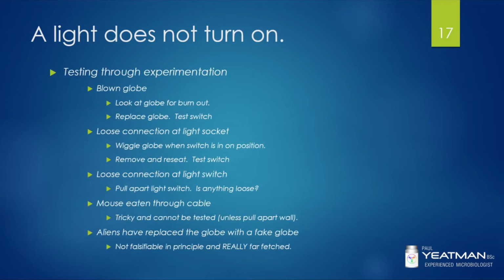So let's go through our testing. What I want to do is test for the blown globe first. So I look at the globe for burnout. Is it burnt out? Yes, okay. I replace the globe and I can test the switch. What would I do if there was a loose connection at the light socket? So I've looked at the globe and say it hasn't burnt out. I could wiggle the globe when the switch is in an on position. I could remove and reseat the globe and I could test the switch.